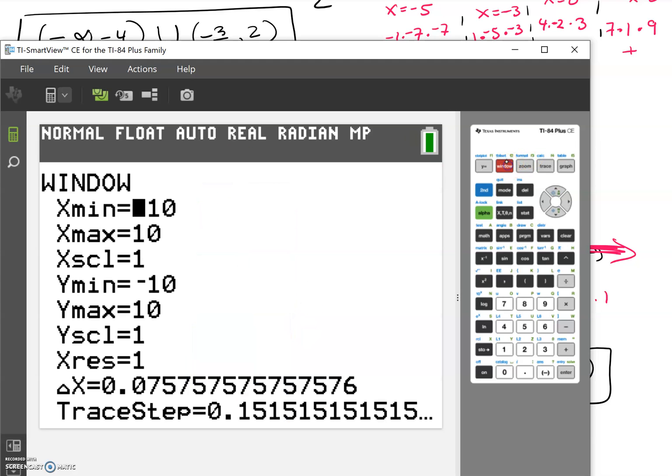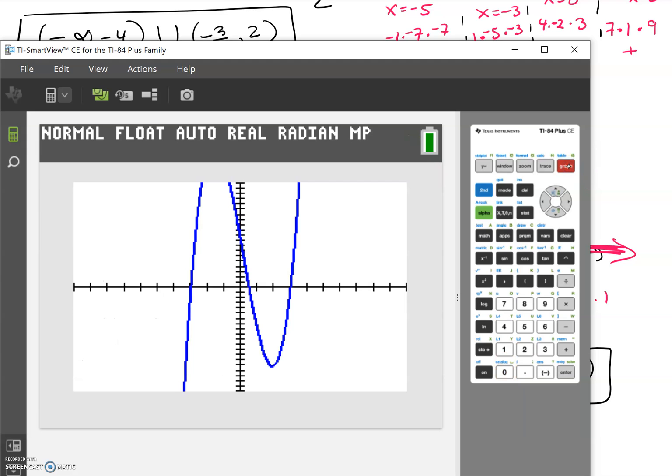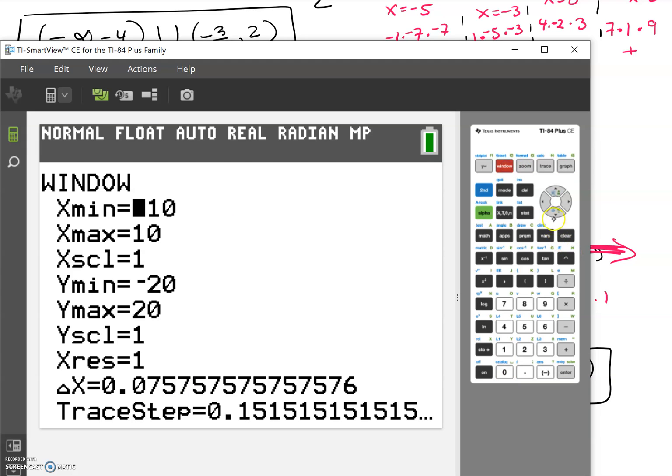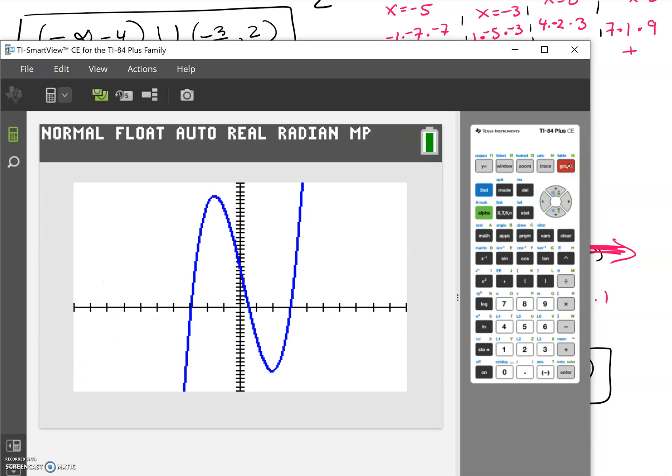So let me just go to window and maybe have my y maximum and minimum change to like -20 to 20, let's say, and see if it picks up a better graph. Yep, it's better, but let me just go to window and make the y's go to like 30 for the higher. And now that looks like a third-degree polynomial that I was looking at, with the zeros -4, -3, and +3.5. Those are the critical points or x-intercepts we found.